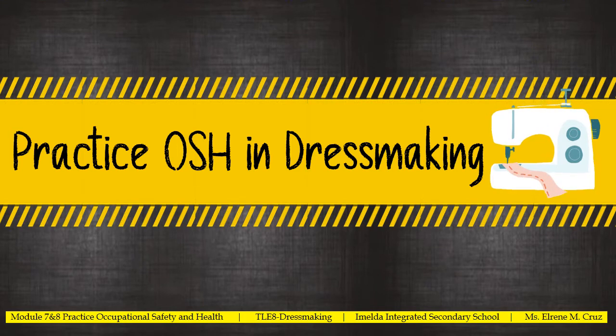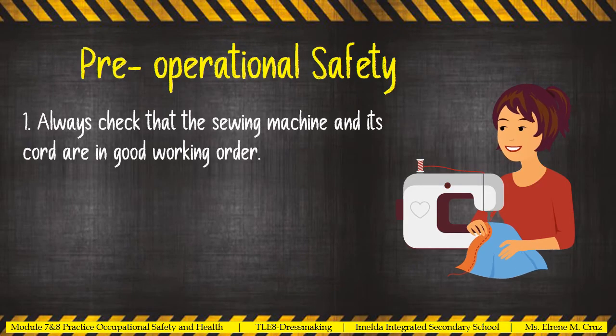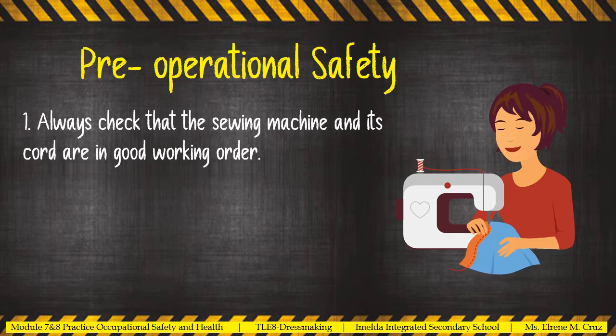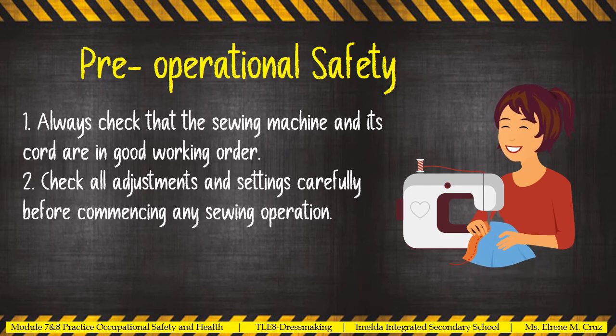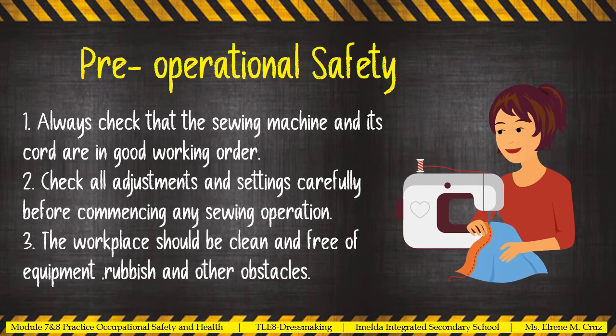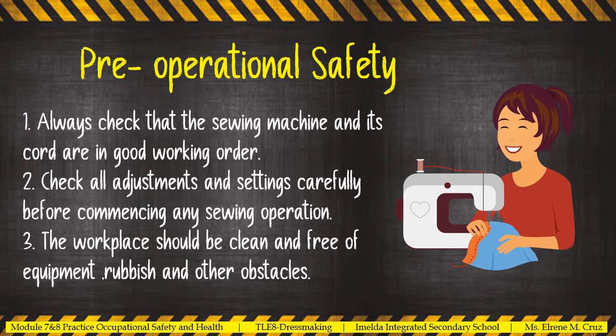Let's practice OSH in dressmaking. Pre-operational safety. First is to always check that the sewing machine and its cord are in good working order. Number 2. Check all adjustments and settings carefully before commencing any sewing operation. Number 3. The workplace should be clean and free of equipment, rubbish, and other obstacles.